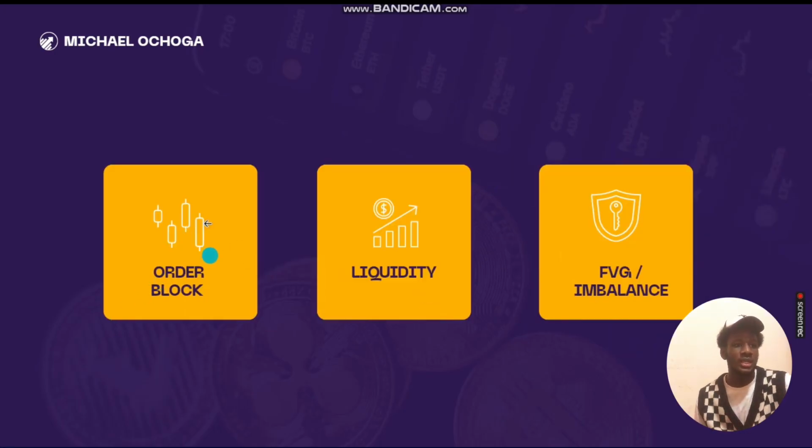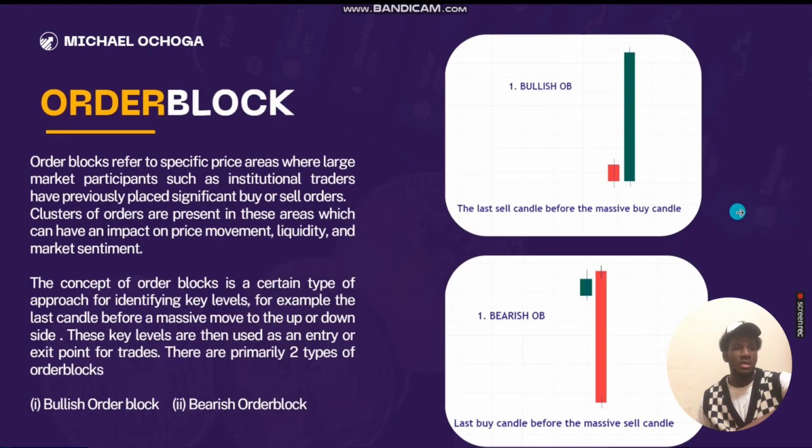The first one, like we have here, is called order blocks. Number 1, order blocks. Number 2, liquidity. Number 3, what we call fair value gap, FVG, or imbalance. These are the basic three elements. There are more, but these are the most important you need to know to start trading SMC and to be consistent with it. So let's get right into the first one, order blocks.